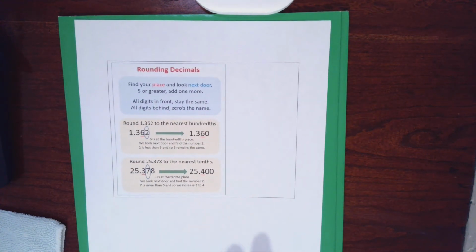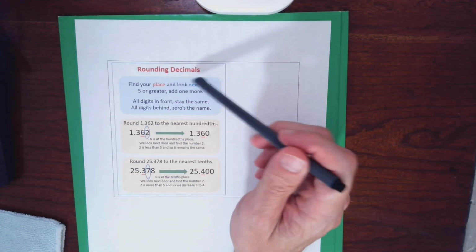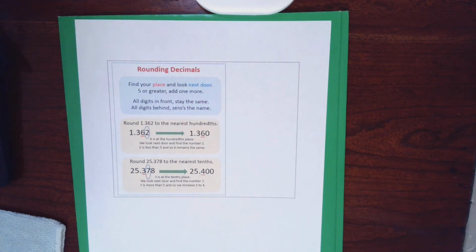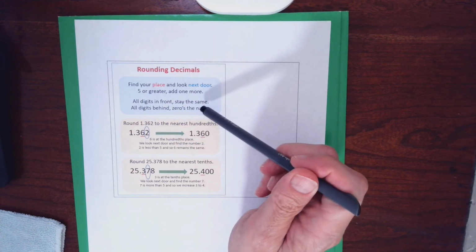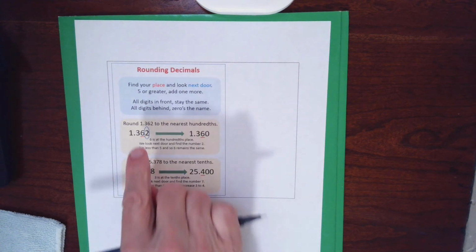I snuck this from some Google image. It says, if I want to round to decimals, find your place and look next door. 5 or greater, add 1 more. I never heard that, but that feels pretty good. All digits in the front stay the same. All digits in behind, zero's the name. Obviously, this is from a grade school teacher. But let's look at the problem that was displayed here.